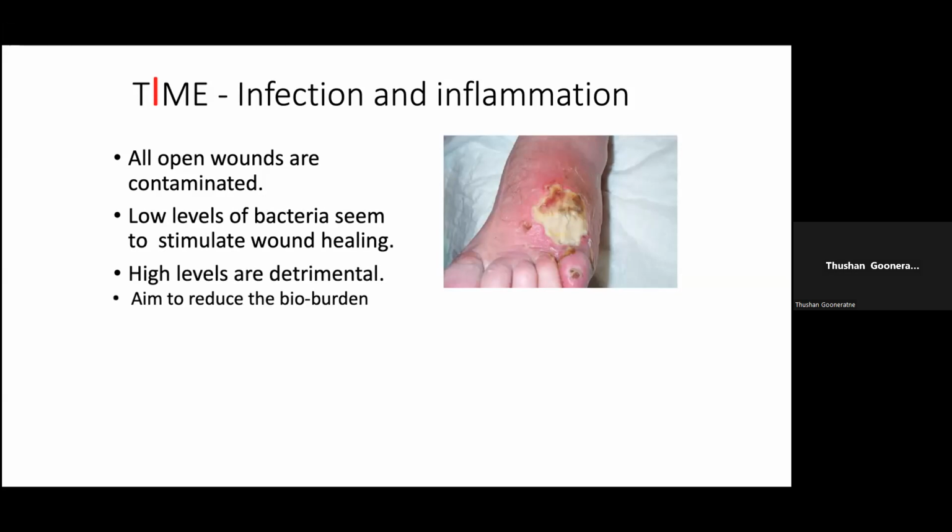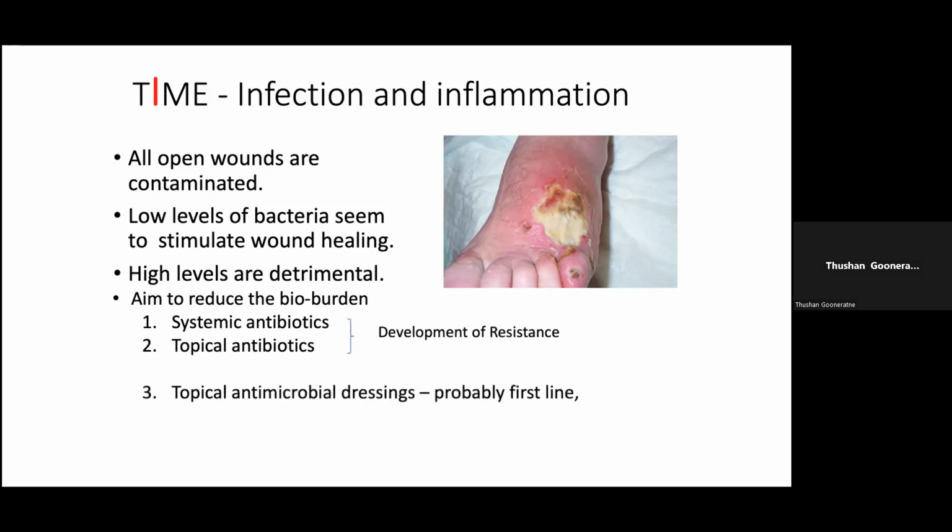So the idea behind sorting the infection out is to try and reduce the bioburden. This can sometimes be done with antibiotics given systemically, that can be either oral or parenteral, and sometimes topical antibiotics. And there are other things which can lead to less resistance, and they're called antimicrobial dressings. And Kithsiri will talk about all of these as well, hopefully, in the next hour, to explain how we can use various dressings to help reduce the bugs in that wound.